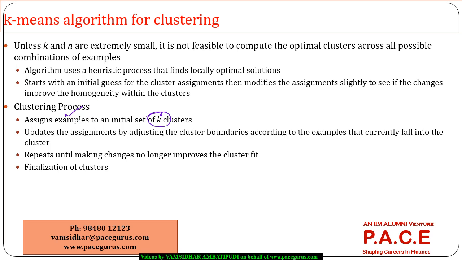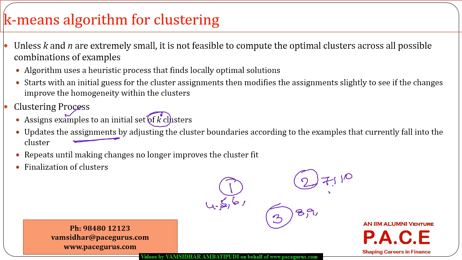Once all the examples are assigned, now you update the assignment. So basically now what has happened, initially 3 clusters have been taken. It might so happen that 4 is here, 5 is also here, 6 is also here, 7 came here, 8 is here, 9 is here, 10 is here. Like this, different records, examples got classified into different clusters. So this is the first step. Now the assignment is updated.